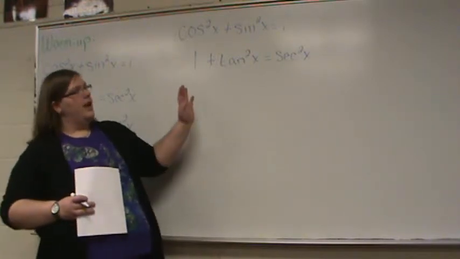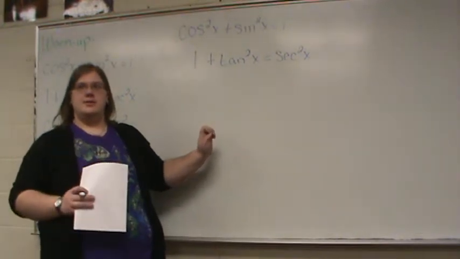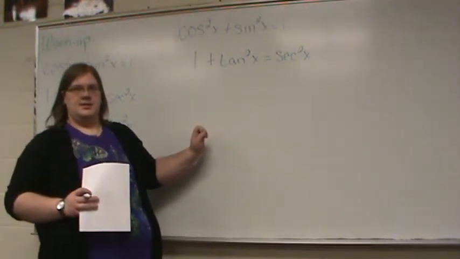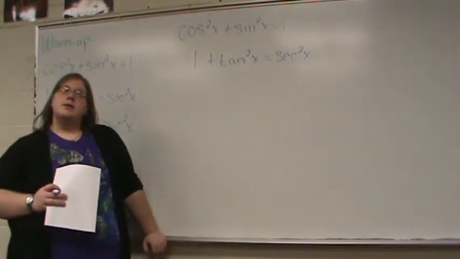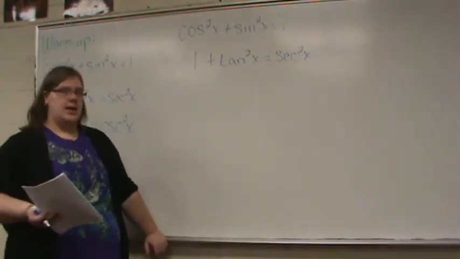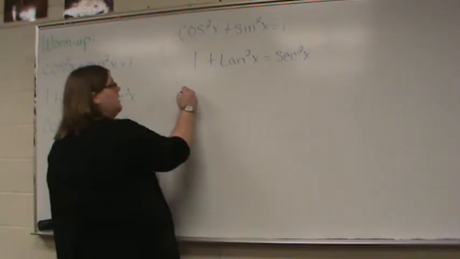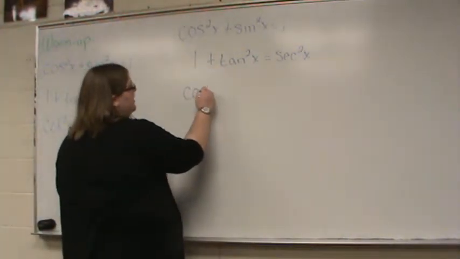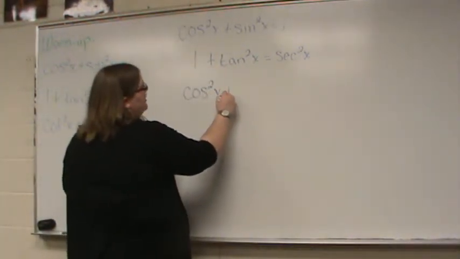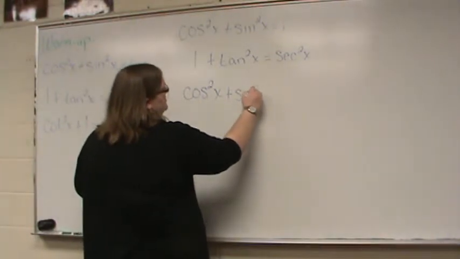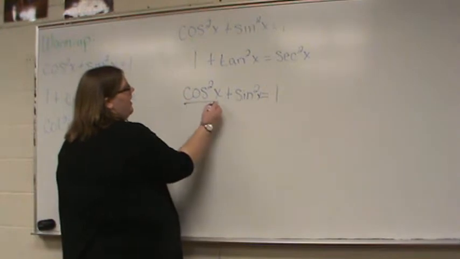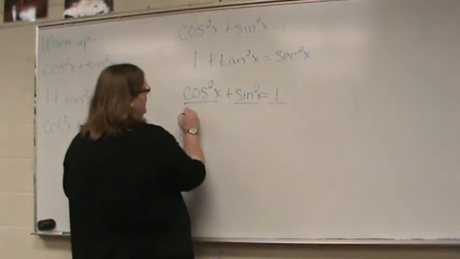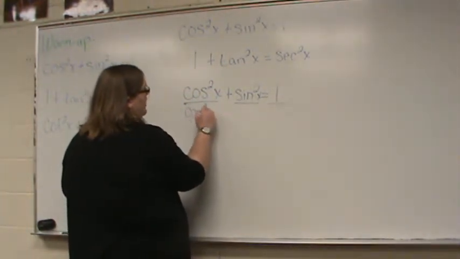Then you have the sine and cosine. So what are you doing then? Divide by cosine. So we're dividing by cosine. We're going to take cosine squared x plus sine squared x equals 1, and we're going to divide everything by cosine squared x.